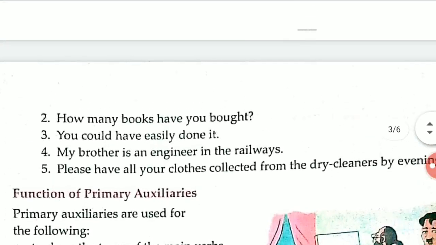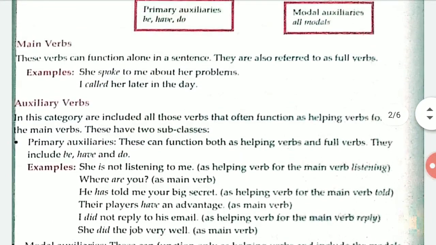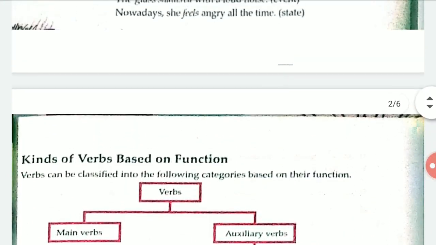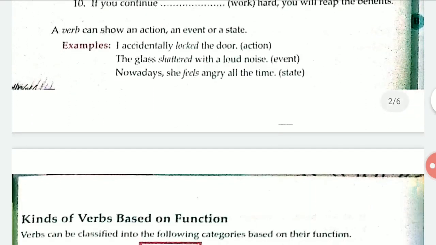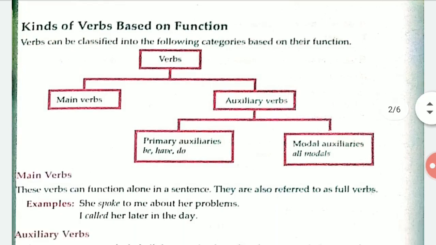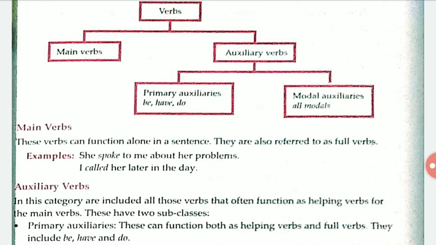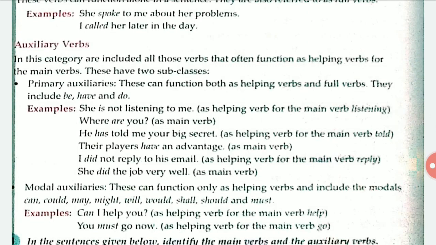Now I want you to watch the video again and again and memorize whatever we have discussed today. What have we seen? First we saw the verb, which shows action, event or state. We saw kinds of verbs based on functions: main verb and auxiliary verbs, with the subclasses primary auxiliaries and modal auxiliaries. Primary auxiliaries include be, have, do, and modal auxiliaries include all the modal verbs like can, could, may, might, will, would, shall, should and must.